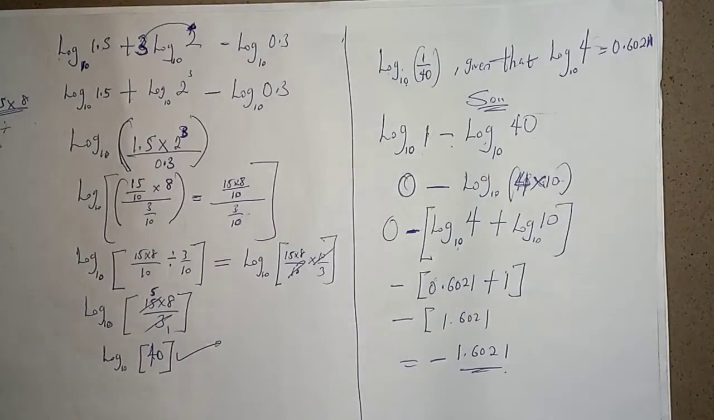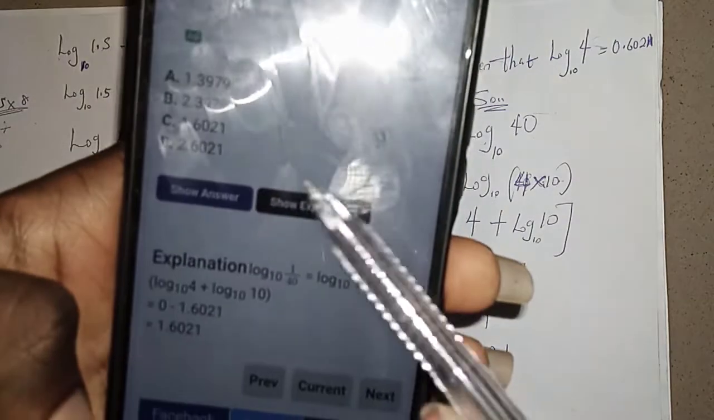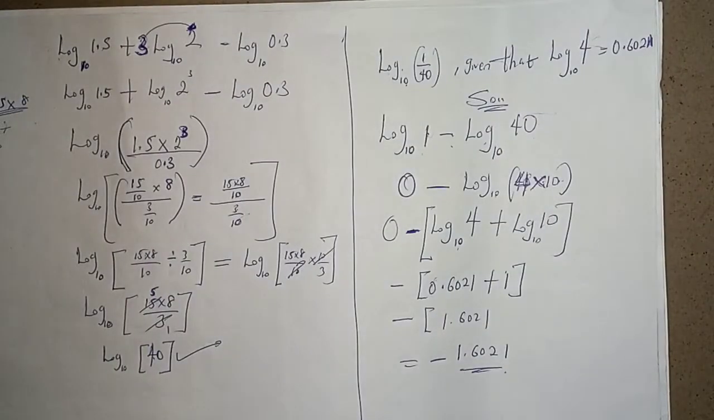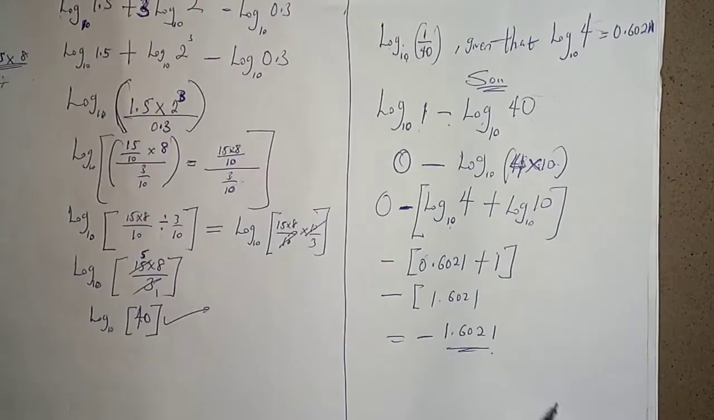So let's check what the correct answer is. Show explanation. So as you can see, it is solved. The answer is 1.6021, so it is correct. So you can try more questions. We have several questions on logarithm, which do not require a calculator. At least you just have to break it down, then get your final answer. So let's try more questions.